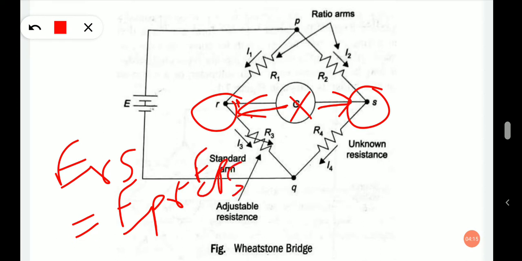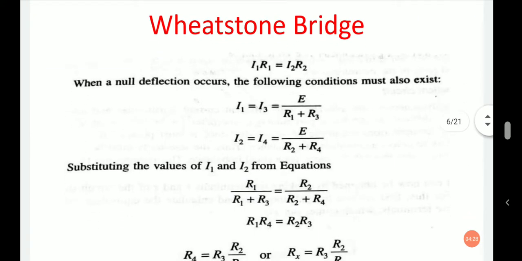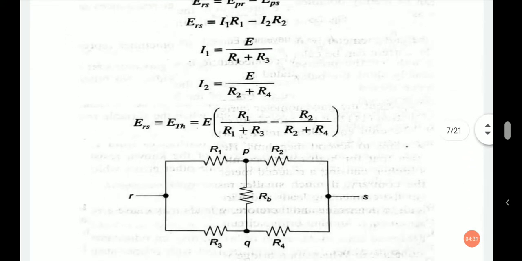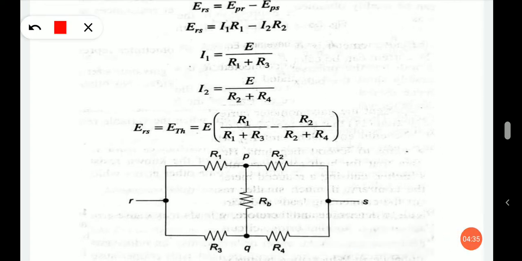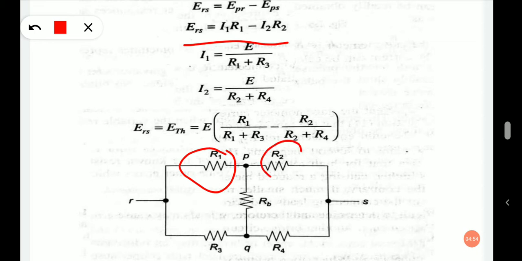Instead of EPR we can write I1 R1, the current flowing through this resistance times the value of the resistance, that is I1 R1. And for EPS, it is I2 into R2.